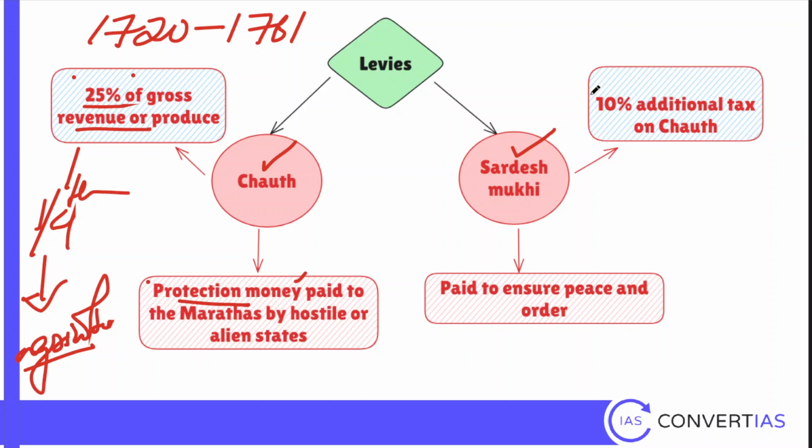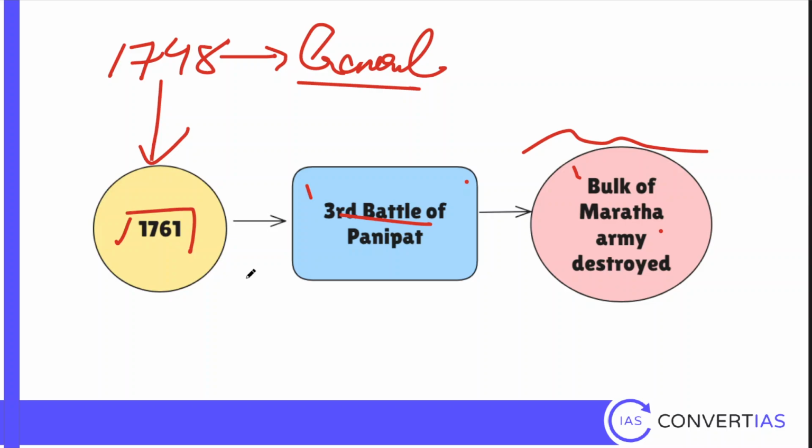Now Sardeshmukhi is a 10% additional tax on the Chauth. This is to ensure peace and order. So Chauth and Sardeshmukhi are always associated with the Marathas, and the percentages are 25 and 10. 25 means 1/4, which is paid as protection money by hostile or alien states. Now let's come back. The Third Battle of Panipat defeats the Marathas.